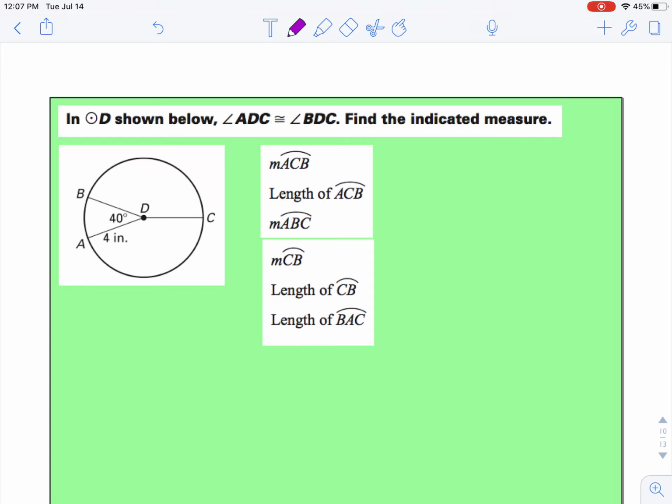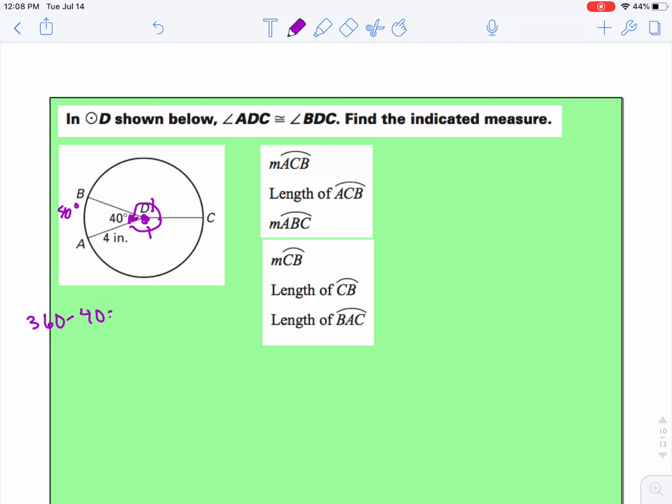So let's do a whole bunch of different things here, and let's see what we can understand from combining lots of information. So, in circle D, that tells you that that's the center of the circle, angle ADC right here is congruent to angle BDC right here. And then it asks you to find the given information. Well, I haven't even looked at what they want me to find, but what I do notice is that this angle measure right here is 40 degrees, so I know this arc is going to measure 40 degrees.